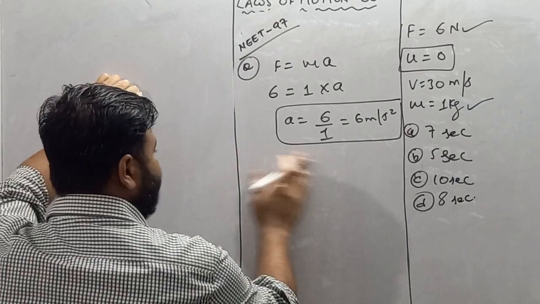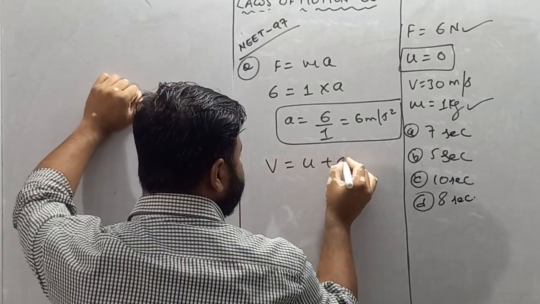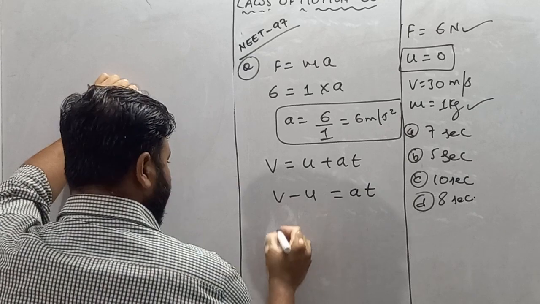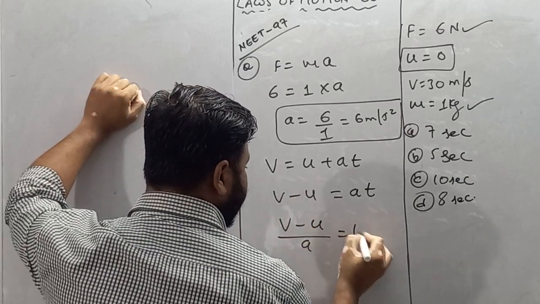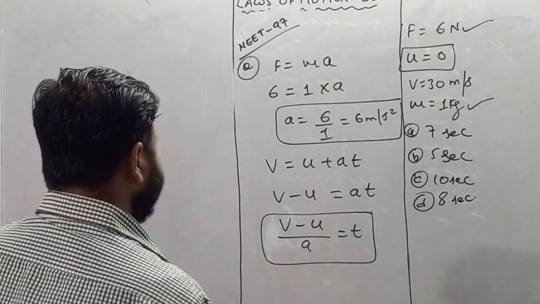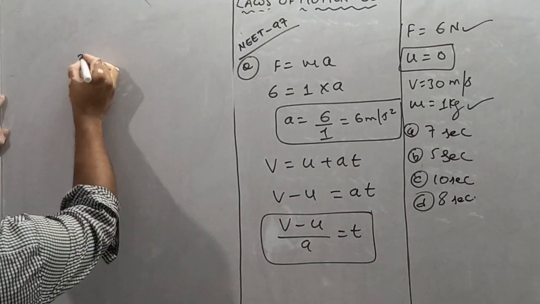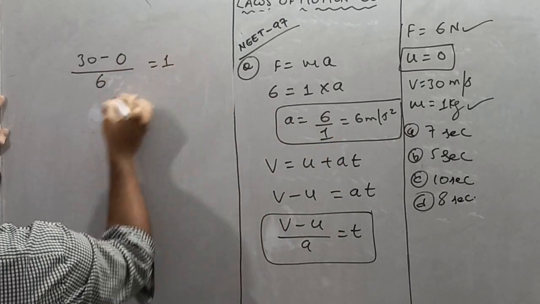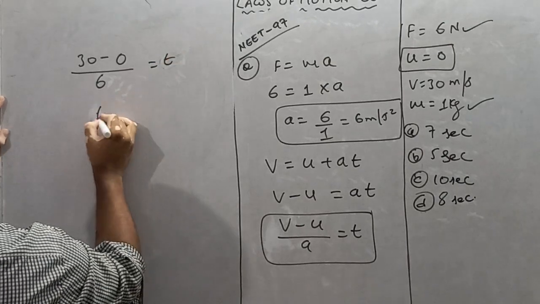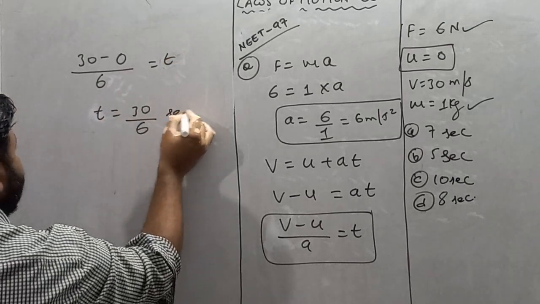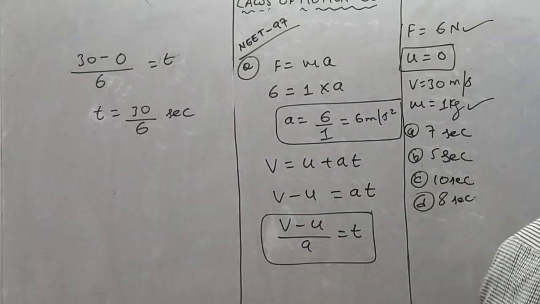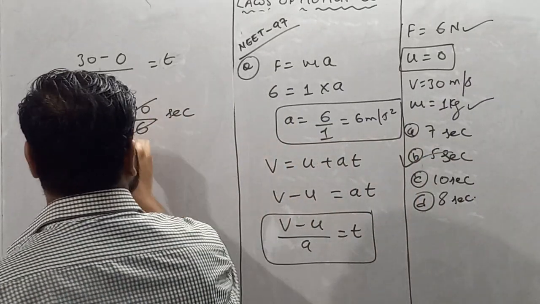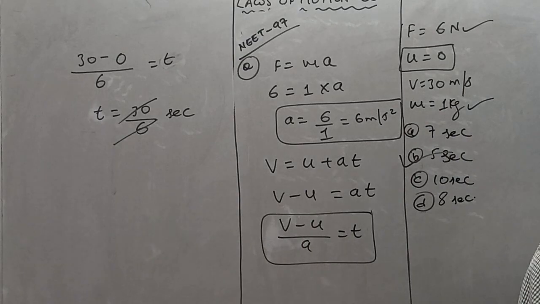Now moving forward, we have to find the value of time. So v is equal to u plus at, so v minus u is equal to at, so (v minus u) by a is equal to t. This is the formula for finding time. Final velocity is 30, initial velocity is 0, and acceleration is 6. So t is equal to 30 by 6 seconds, that is 5. So 5 is your correct answer. 5 seconds is the time during which the force is acting on the body.